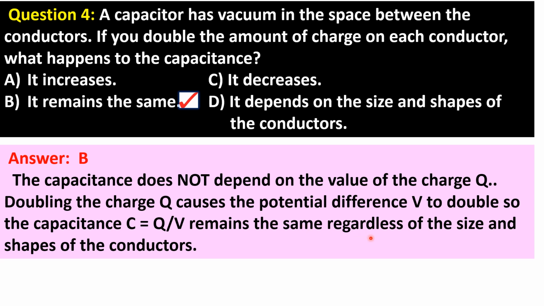The capacitance does not depend on the value of the charge Q. This was emphasized earlier. So, doubling the charge Q causes the potential difference V to double. So in the formula C equals Q over V, the capacitance remains the same. When you double Q, the denominator also doubles. So it's just as if nothing happens to the value of the capacitance. And this is true regardless of the size and shapes of the conductors.